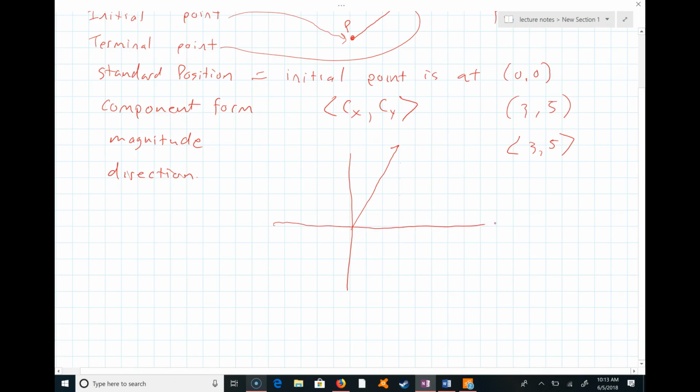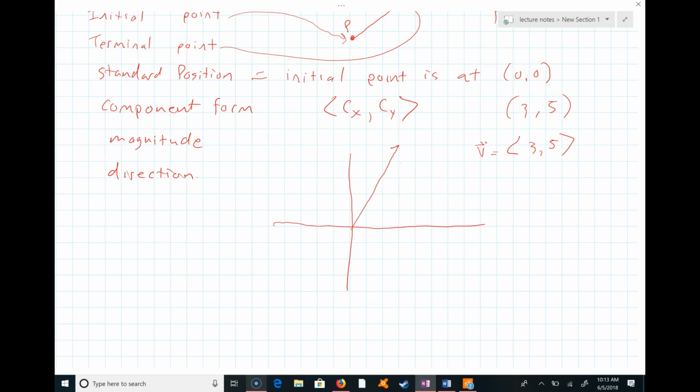So there's the vector. We'll call it vector V just so we have a name. We can also name vectors like this with just one letter, and so they're not referring to any points. It's just a letter that refers to that vector. So this is vector V, <3, 5>. It's in standard position, has the initial point at (0, 0) and the terminal point at (3, 5).